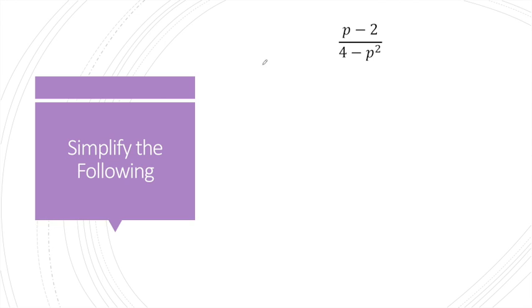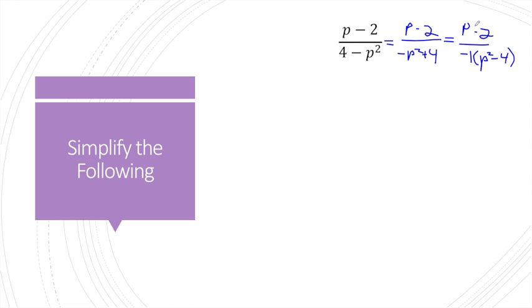All right, let's factor one more. I have P minus 2 over 4 minus P squared. Oof. Remember, we like to have our variable first. So I'm going to take P minus 2 over negative P squared plus 4. But remember, I don't like negative leading coefficients, so I need to factor out a negative 1. That leaves me with negative 1 times P squared minus 4.